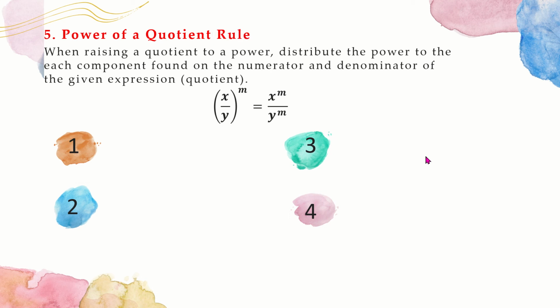Okay. The fifth law of exponents is the power of a quotient rule. When raising a quotient to a power, what is the quotient? The quotient there is x over y to a power m. Distribute the power m to each component found on the numerator, which is x, and on the denominator of the given expression, which is y. So, the quotient x over y raised to exponent m is equivalent to numerator base x exponent m over y exponent m. So, both x and y get the exponent m.